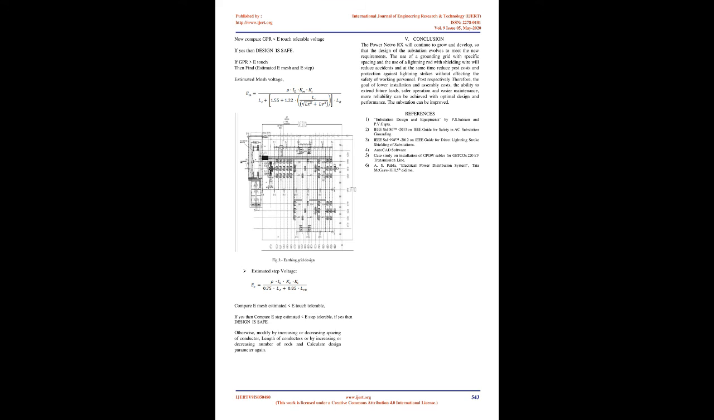The power network will continue to grow and develop, so the design of the substation evolves to meet the new requirements. The use of a grounding grid with specific spacing and the use of a lightning rod with shielding wire will reduce accidents and at the same time reduce post costs and protection against lightning strikes without affecting the safety of working personnel. Therefore, the goals of lower installation and assembly costs, the ability to extend future loads, safer operation, easier maintenance, and more reliability can be achieved with optimal design and performance. The substation can be improved.